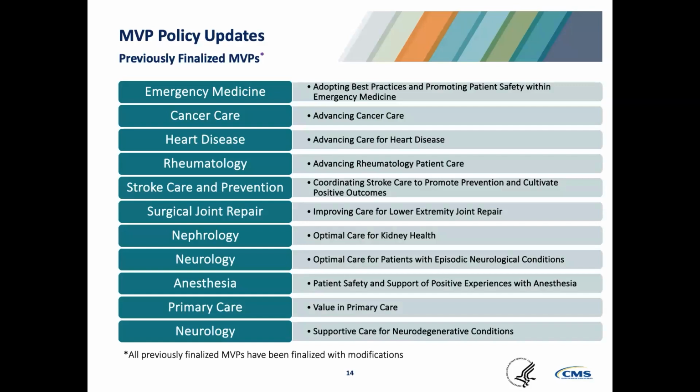For the next couple of slides, I will be highlighting our MVPs. On this particular slide, you will see our previously finalized MVPs, which include emergency care, cancer care, heart disease, rheumatology, stroke care prevention, surgical joint repair, nephrology, neurology, anesthesia, primary care, and neurology. Of note, all of our previously finalized MVPs have been finalized with modifications.